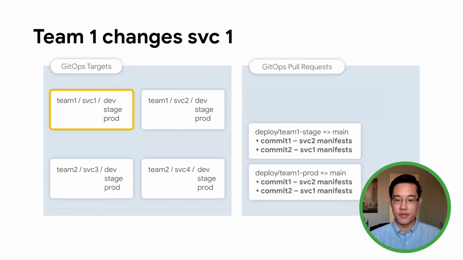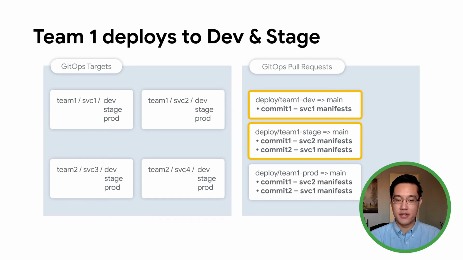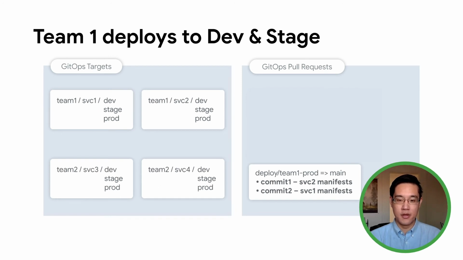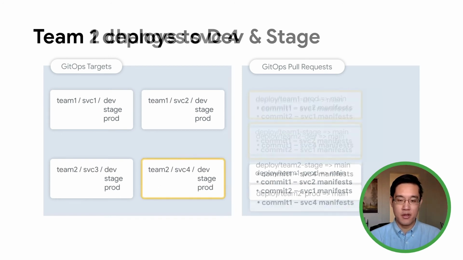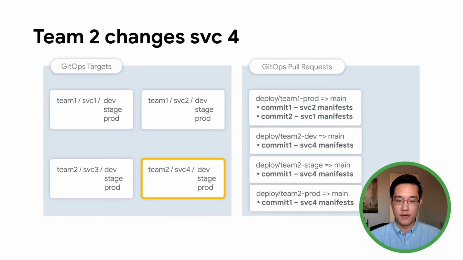Now, Team 1 updates Service 1. Service 1 now has updated GitOps targets. Service 2 remains unchanged. A new dev deploy PR is now open, and the other deploy PRs receive new commits with Service 1's manifest changes. Team 1 deploys both dev and stage by merging those respective PRs. The prod deploy PR remains open. Now Team 2, which has been quiet so far, updates Service 4. Service 4 gets GitOps targets, and Team 2 sees deploy PRs for its environments. Since Team 1 and Team 2 have their own namespaces, their deploy PRs do not overlap.